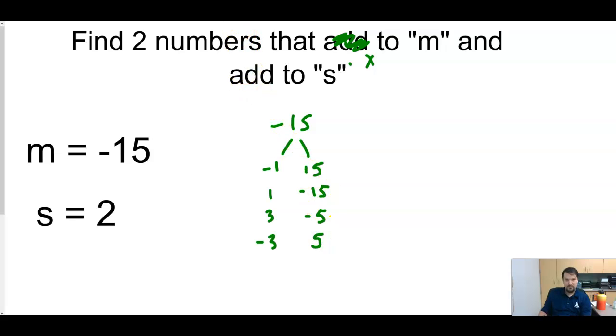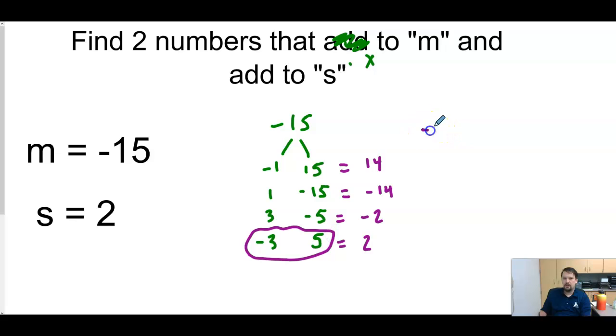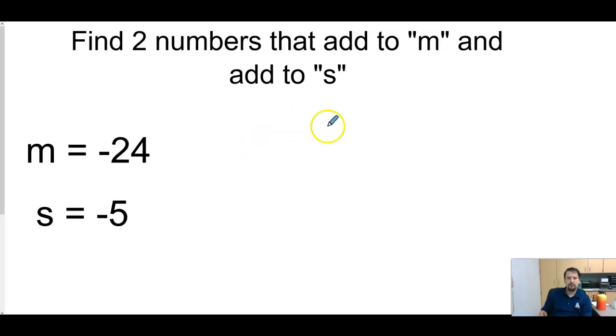So let's run through and see if any of these add up to 2. Negative 1 plus 15 is 14. 1 plus negative 15 is negative 14. 3 plus negative 5 is negative 2. And negative 3 plus 5 is positive 2. Therefore, we have our answer right here. So we know that the two numbers, negative 3 and 5, multiply to negative 15 and add to positive 2. Alright, we have a couple more.